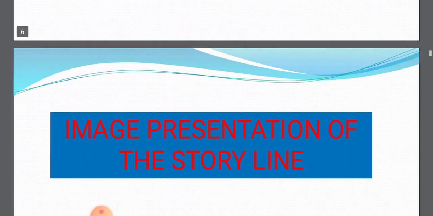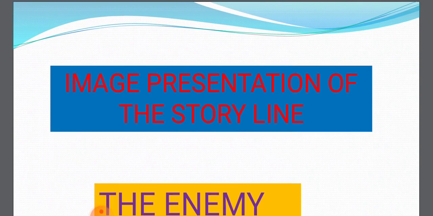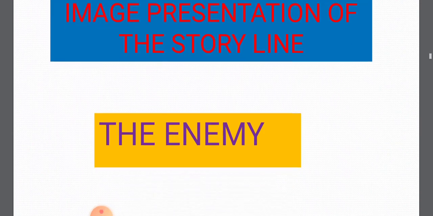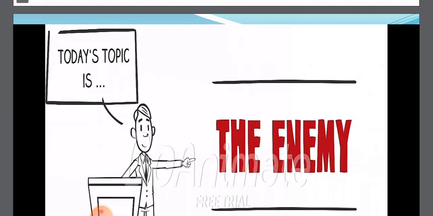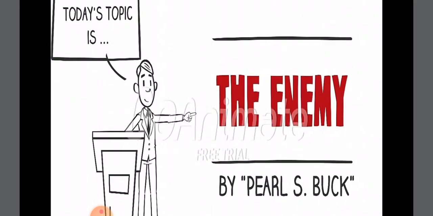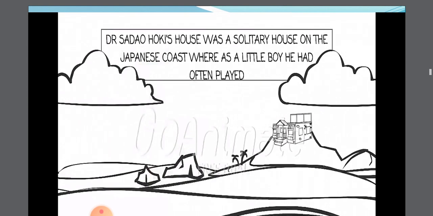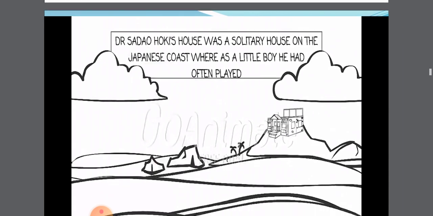Now we'll try to see an image, a presentation of the storyline. First we'll try to understand the storyline, and then after we'll proceed for further analysis of the story. Now the enemy. First scene what we'll see today's topic, this is The Enemy by Pearl S. Buck. You can see this one.